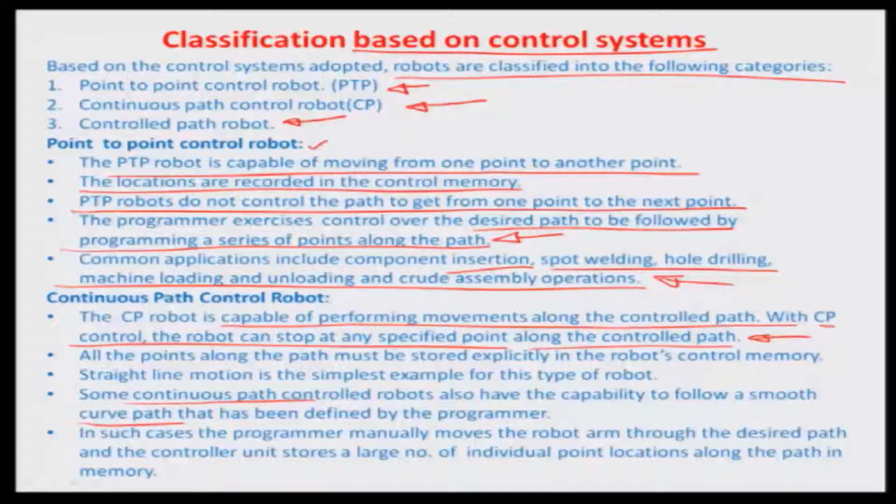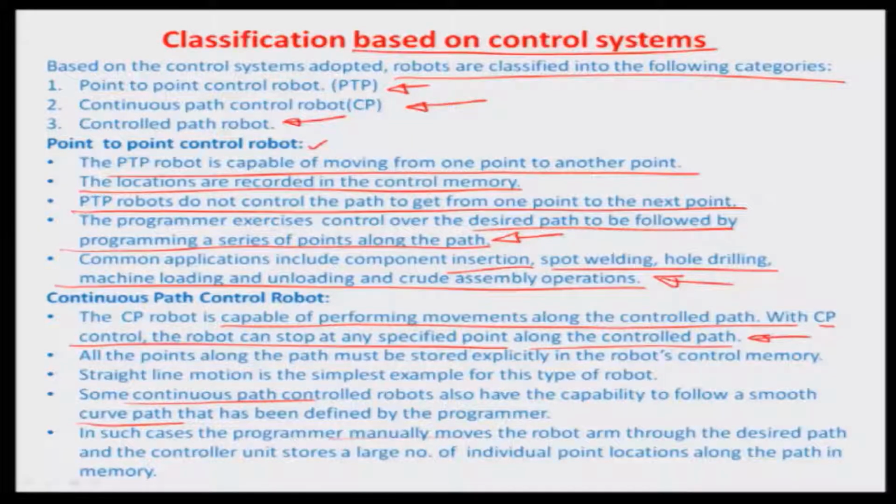But in the continuous path control, because you have already had a training phase where the whole path has been planned into discretized coordinates, and those coordinate locations have been stored in the robot control memory, it is easy for the continuous path control process to stop the robot at any given point on the path. Some of the continuous paths can also be curved paths. Okay, so the curved paths can also be typically defined.